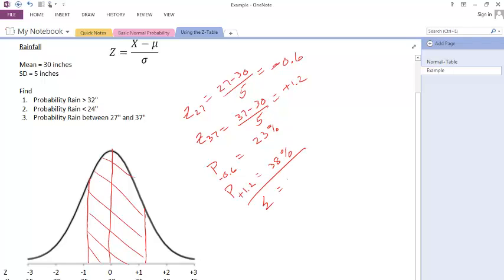And we sum those, and we'll get about 61%, because this area is 23% and this area is 38%. Thank you.